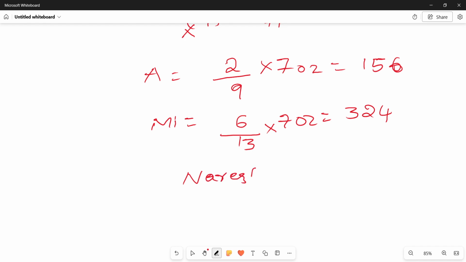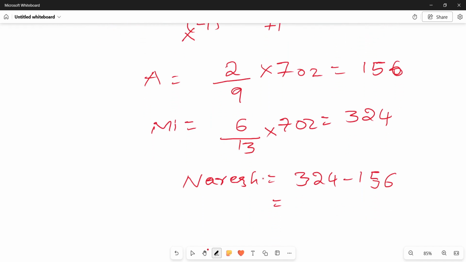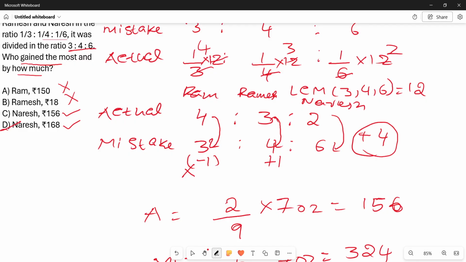Naresh's gain is very simple. The mistaken value is 324 and the actual value is 156. 324 minus 156 is 168. So the answer is 168. Naresh's gain was 168, so option D is correct.